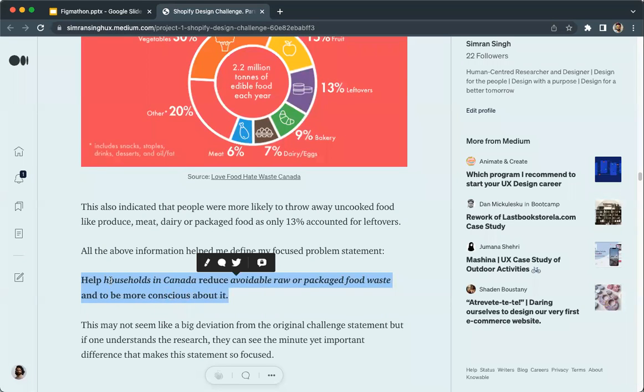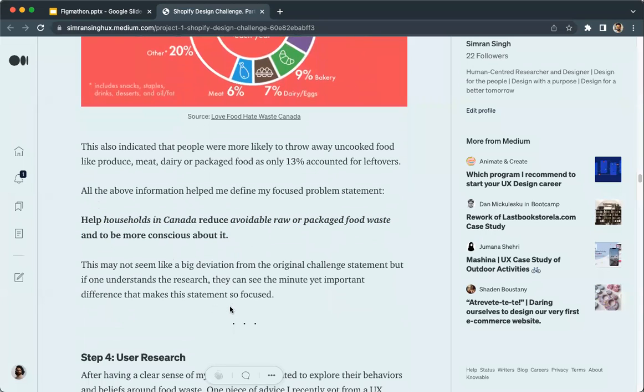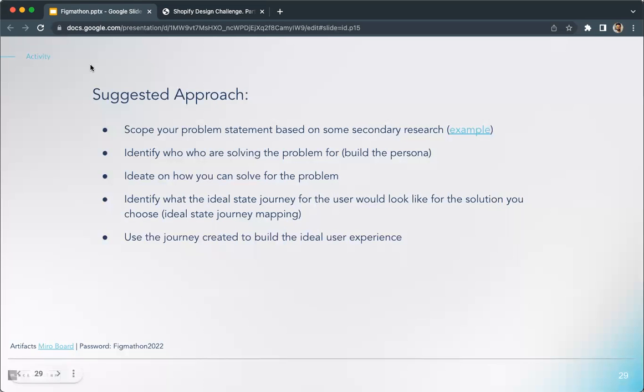I've gone from people to households in Canada, reduce avoidable raw or packaged food waste, because they were talking about loss versus waste, and be more conscious about it. So that's how your research can help you really scope down your problem. And once you have scoped that down, then you will go out and identify who you're solving for. So you can go ahead and build a persona if you want.